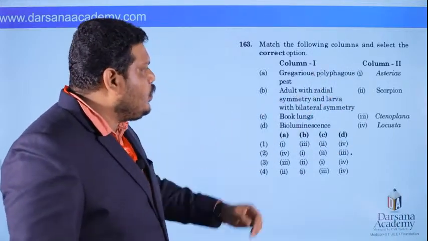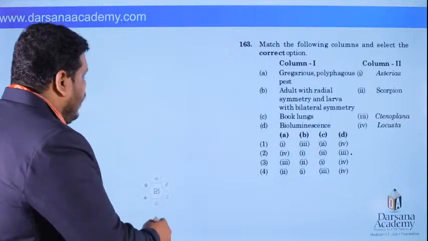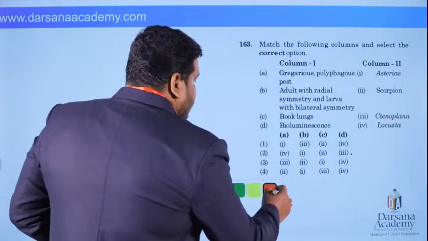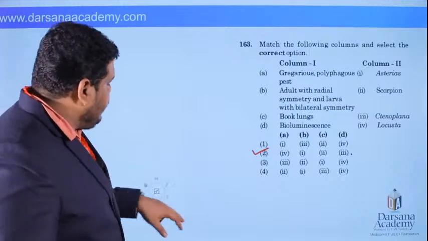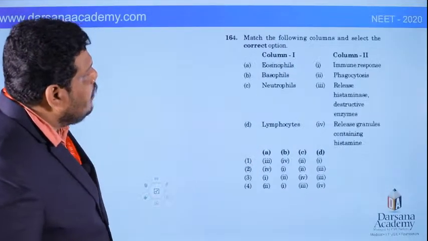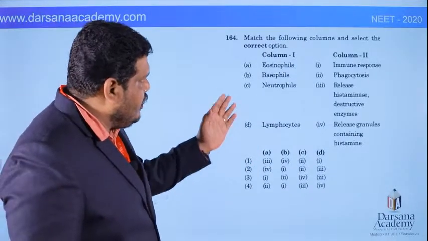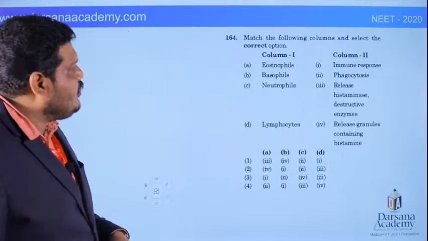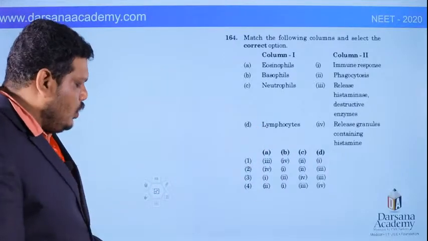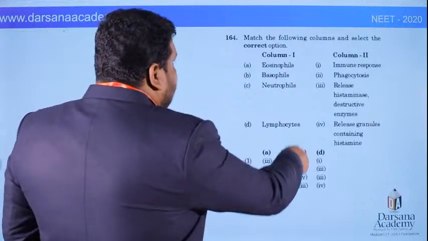So option number 2 is the answer for question number 163. Next, question 164, a match-the-column question: eosinophils, basophils, neutrophil, lymphocyte. So the answer should start with eosinophil.